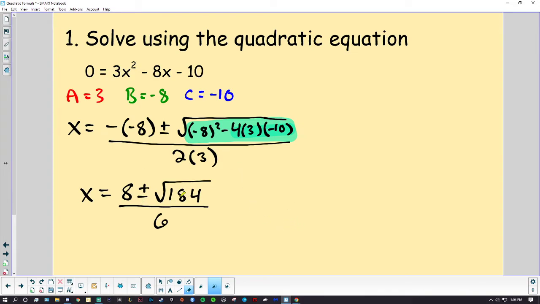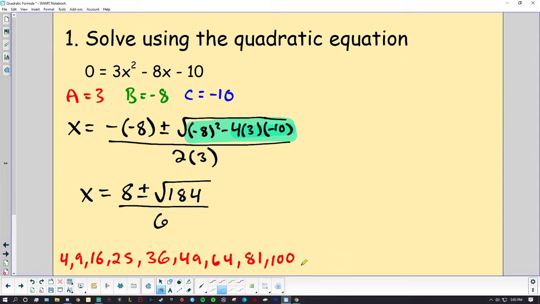You're right. We need to simplify our square root. So we need to make a big list of perfect squares. We have 4, 9, 16, 25, 36, 49, 64. Oh, we're still going. 81, 100, 121, 144. And I think we're good to stop right there.